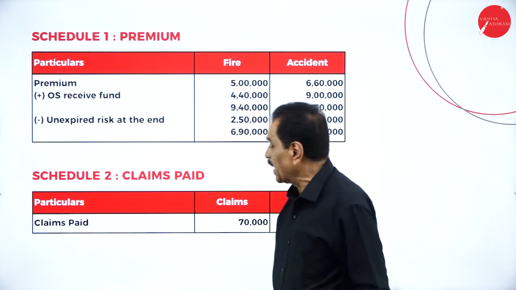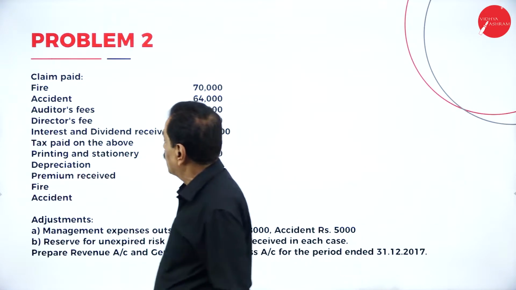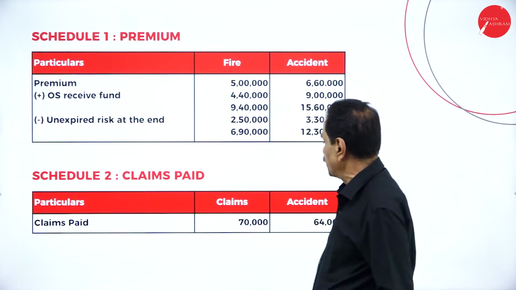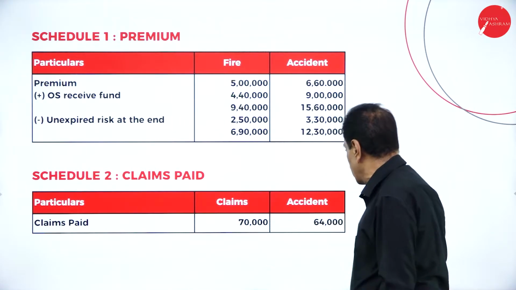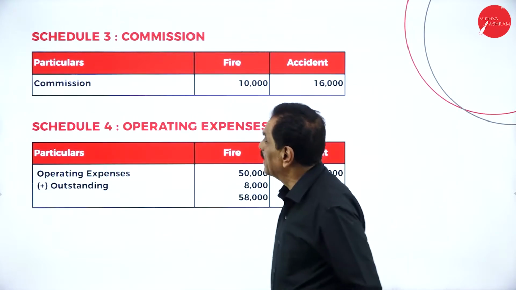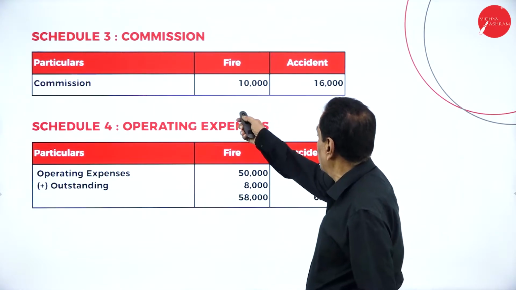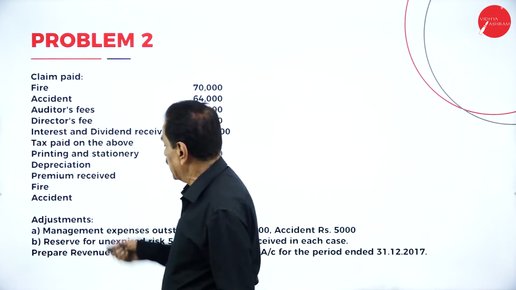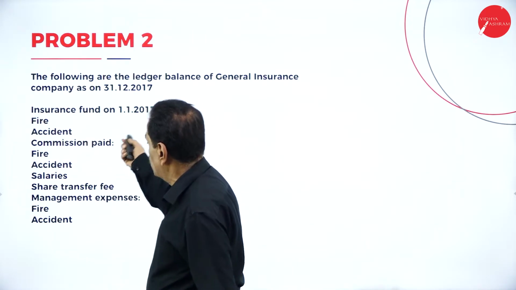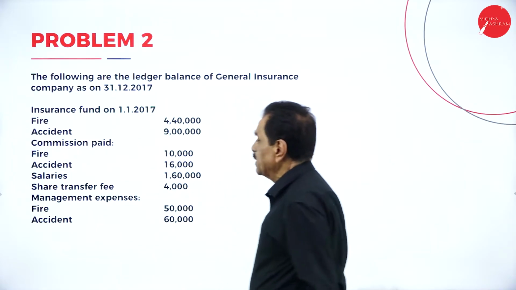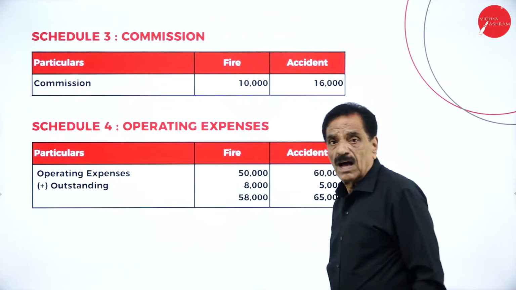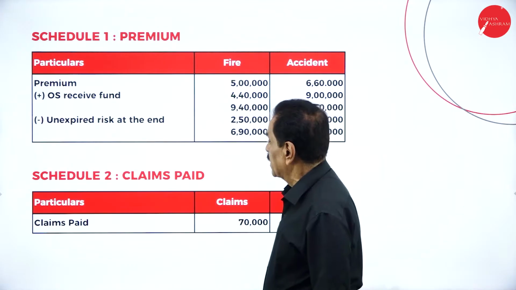Schedule number 2, claims paid. If you see that, what are the claims paid? Fire 70,000, accident 64,000. Then commission: fire 10,000, accident 16,000. See that? Come back here. Claims, commission, fire 10,000, accident 16,000. Then operating expenses.